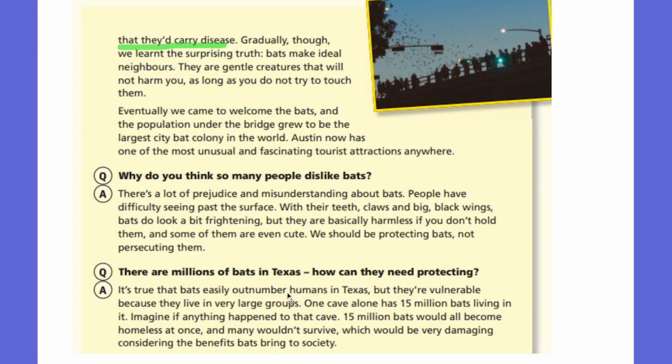It's true bats easily outnumber humans in Texas, but they're vulnerable because they live in large groups. One cave can hold 50 million bats. Imagine if anything happened to that cave. 50 million bats would all become homeless at once. They're vulnerable because they spend so much time together in a big group. If their home was destroyed suddenly, all those 15 million bats would have nowhere to bring up their young.